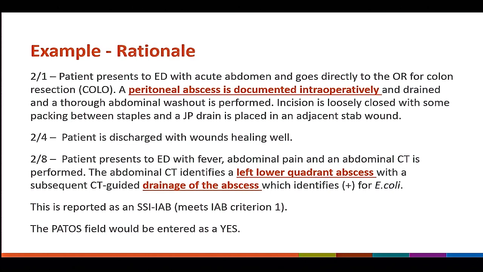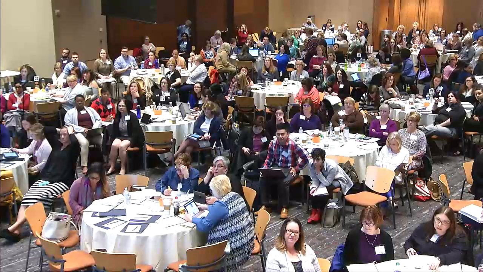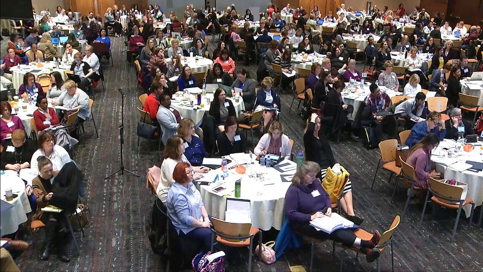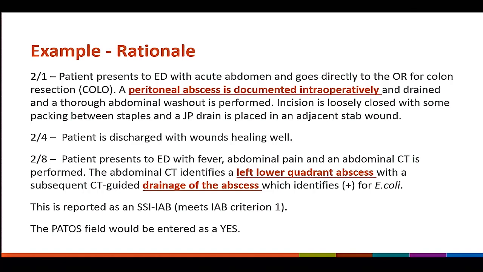And why is this? On 2/8, first, you have to assess the fact that you have an SSI. So on 2/8, your patient meets SSI IAB criteria. Once you've determined that the patient meets the SSI, then you go back to the intraoperative note to see if the doctor noted evidence of infection at the same tissue level. You see that the physician has noted an intra-abdominal abscess, and that's how you know that you have PATOS equals yes. And if you have questions about PATOS, please reach out to us via the NHSN mailbox.